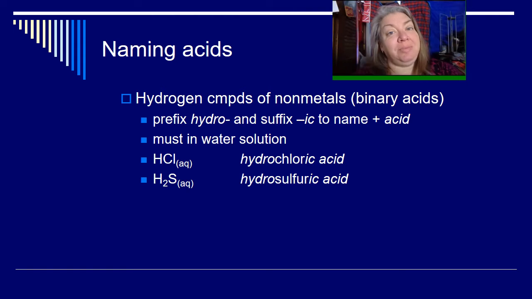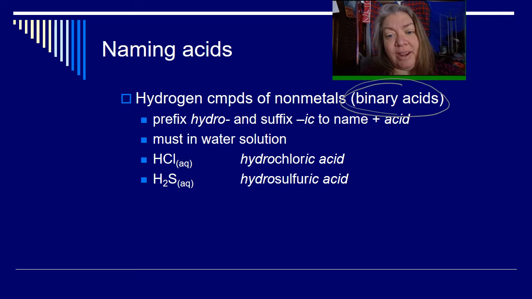First, there's two types of acids that you might have. You might have binary acids, or you might have what are called oxo or oxy acids. We're going to start with the binary acids. So here's that term binary. That just means there's two elements. There's hydrogen, and then there's some sort of a nonmetal.